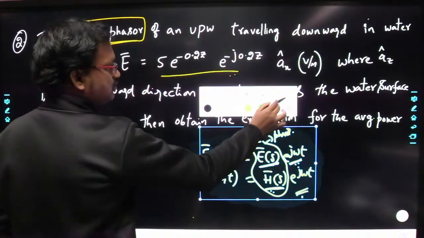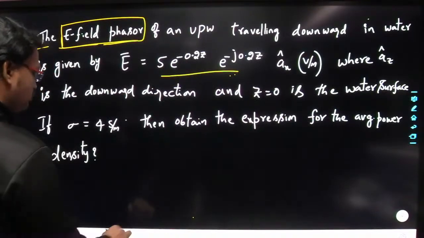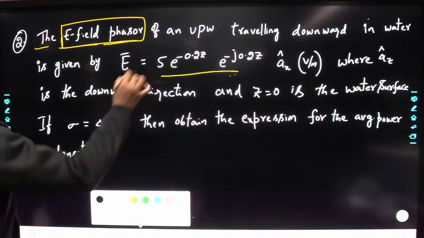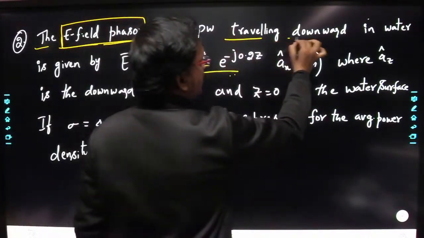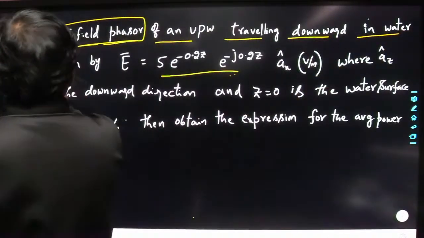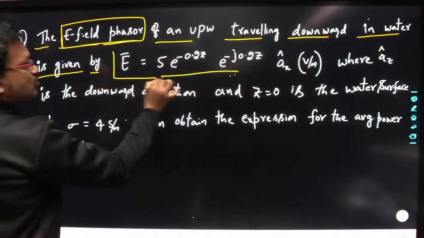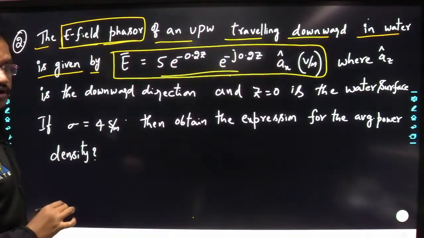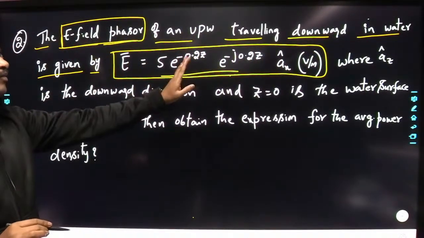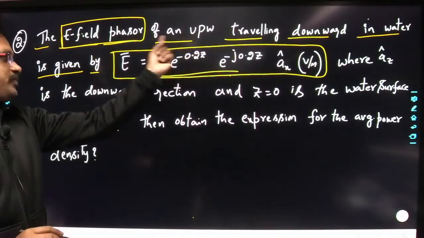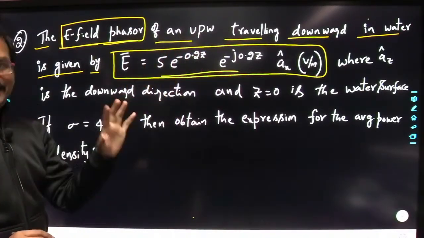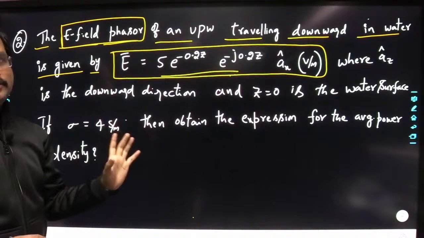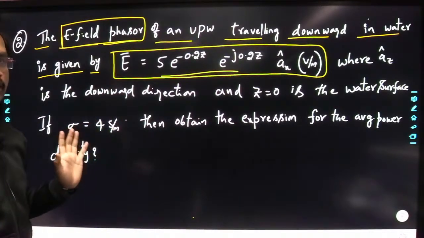Now they have given the phasor form like this. What are they asking here? A uniform plane wave traveling downward in water is given by E bar equal to, this is the phasor form of the electric field, 5 into e power minus 0.2 z. That means the amplitude is decaying exponentially, which means the medium is a lossy medium. That's what you have to understand.